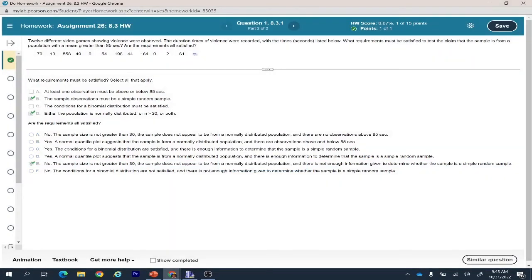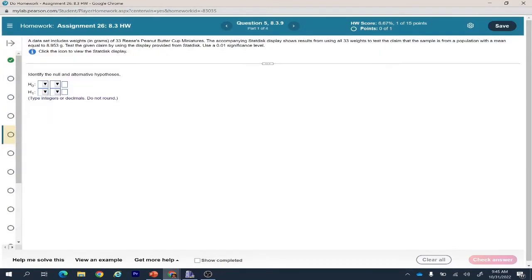Okay, let's go to the next problem. A data set includes the weight in grams of 33 Reese's peanut butter cup miniatures. So there are 33 data points, but what we have given here are the test statistics. The accompanying StatCrunch display shows results from using all 33 weights to test the claim that the sample is from a population with a mean equal to 8.953 grams.